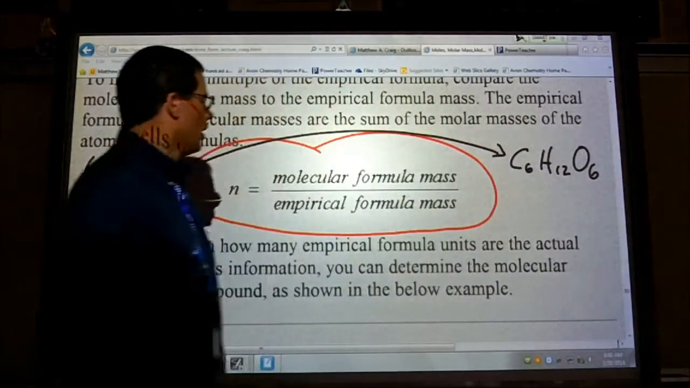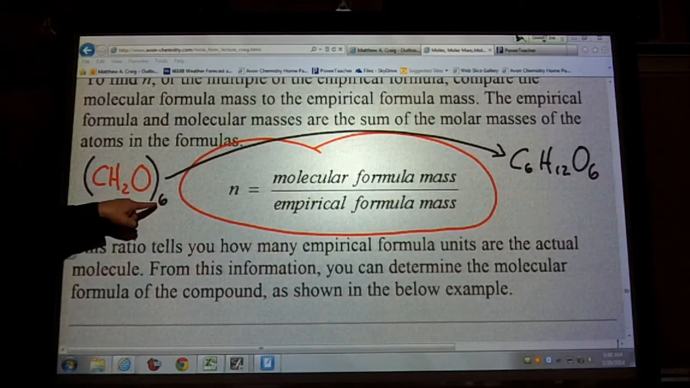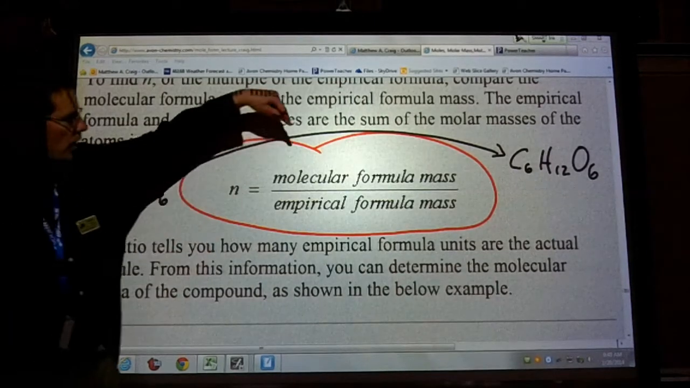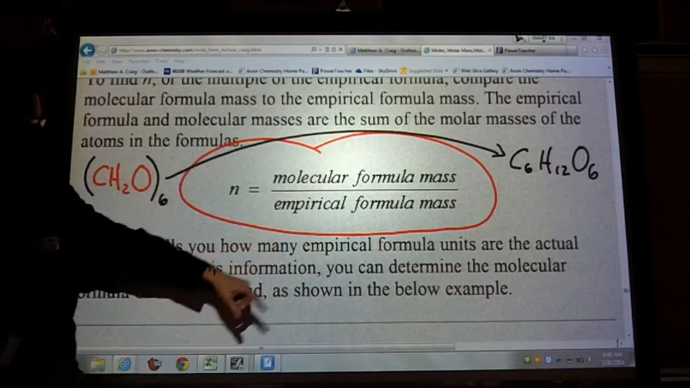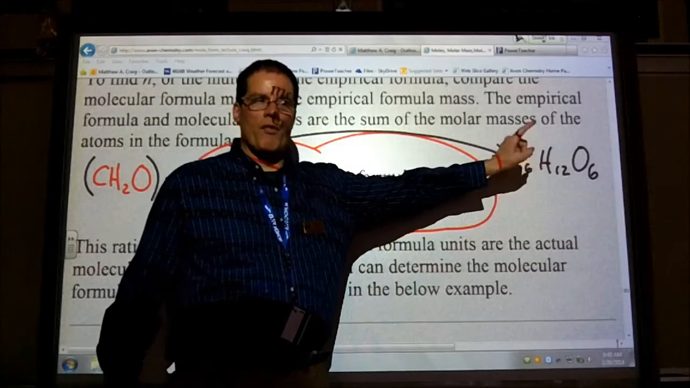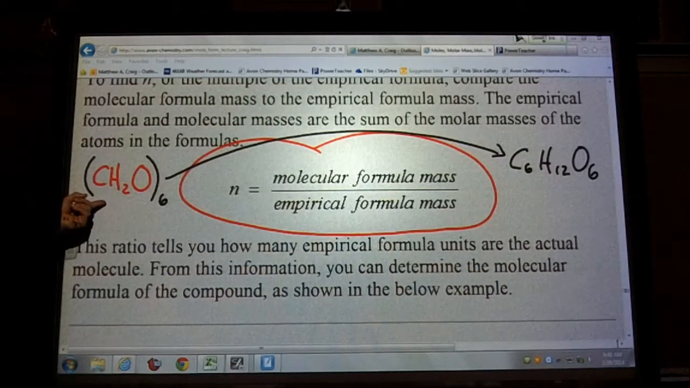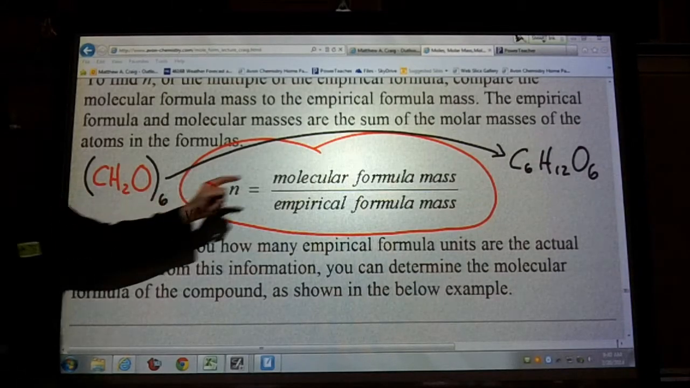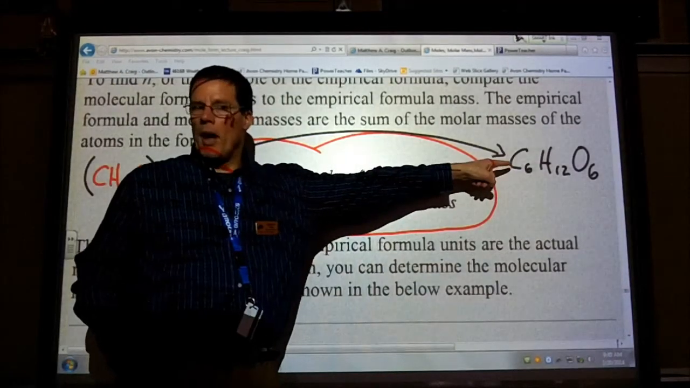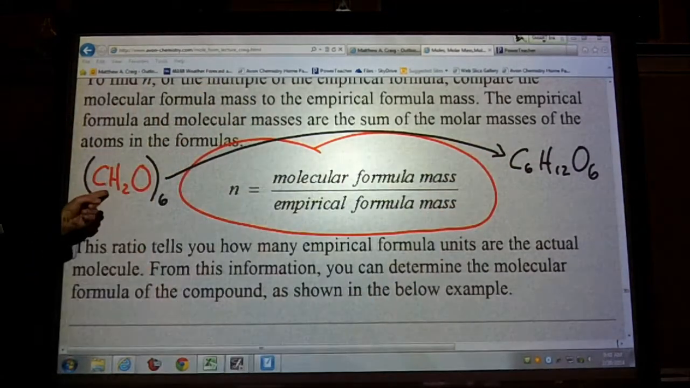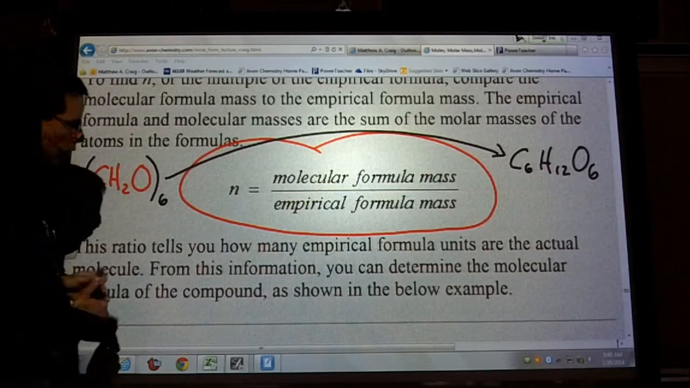So by doing that, that gave us our C6H12O6 compound. The way that we can determine that value, or the n, is by taking the molecular formula mass of this compound and dividing it by the empirical formula mass. In all cases, you will be given the molecular formula mass. You will get to calculate the empirical formula mass. That's fun. Let's do a practice problem.